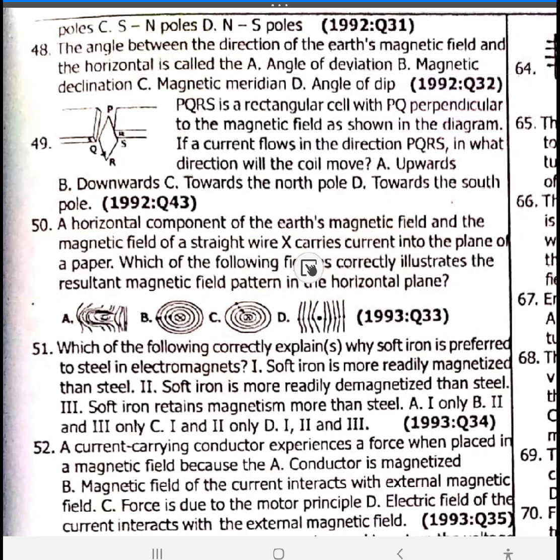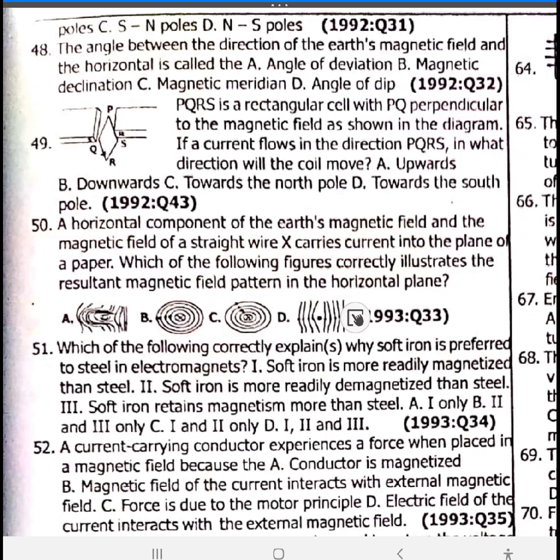50. The horizontal component of the Earth's magnetic field and the magnetic field of a straight wire X that carries current into the plane of the paper. Which of the following figures correctly illustrates the magnetic field pattern in the horizontal plane? This one talks about the Earth's magnetic field and the magnetic field of a straight wire X. 50 is option A. This is because there's a neutral point where the two fluxes cancel each other.